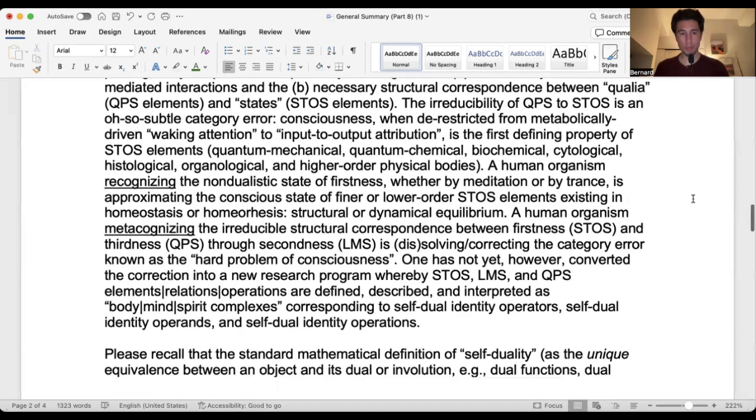Okay. Now, a human organism such as a scientist, which is metacognizing the irreducible structural correspondence between firstness, namely STOS elements or states, and thirdness, namely QPS elements or qualia, through secondness, namely LMS theorems, okay, which are the states or the bodies of, or the qualia of the logical mathematical syntax, is dissolving or correcting the category error known as the hard problem of consciousness. However, one has not yet converted the correction into a new research program whereby physical syntax appropriate to definition, mathematical syntax appropriate to description, and qualitative or qualio-perceptual syntax appropriate to interpretation are updated in terms of body-mind-spirit complexes, right? Whose operators, operands, and operations are all self-dual, right?